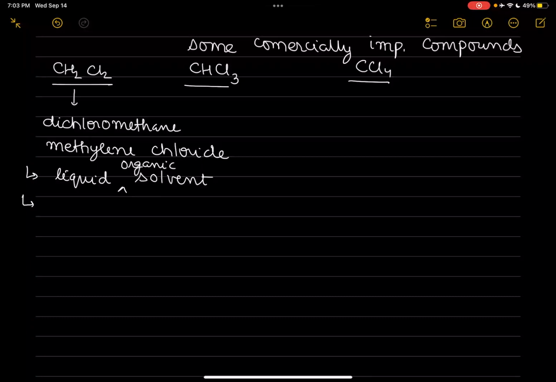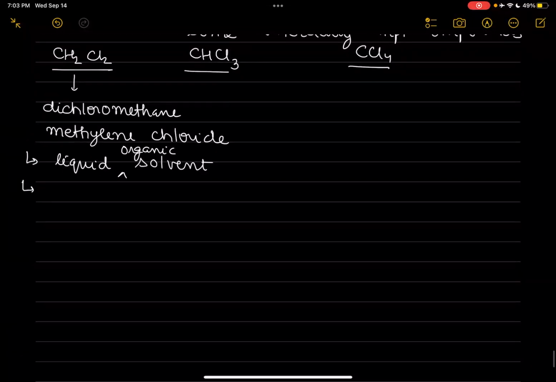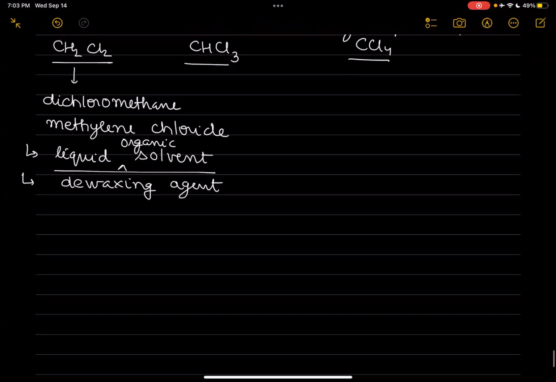Another thing is, if you want to remove some wax or paint, it is used as a de-waxing agent, because wax is also an organic compound and it dissolves in it. Most commonly it is used as an organic solvent. It is heavier than water because of the chlorine atoms.